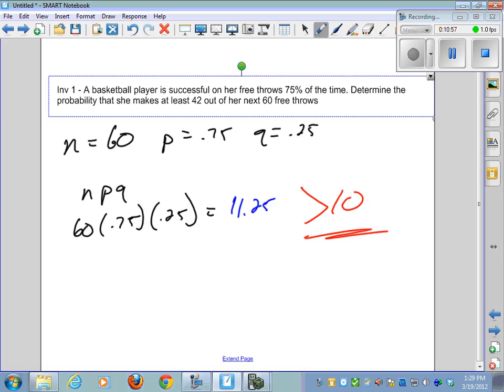So as long as your n is sufficiently large, then you're going to get a number bigger than 10, and shade norm is the draw. Okay, so n times p times q is bigger than 10.